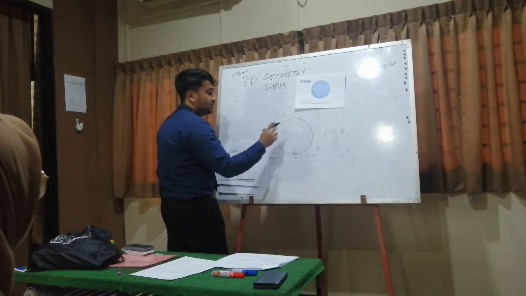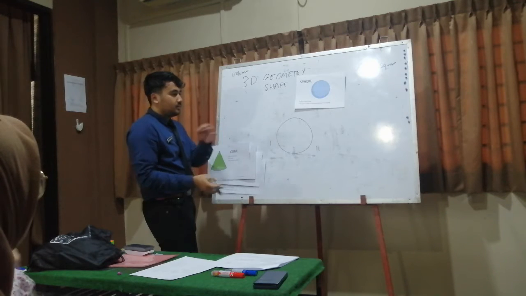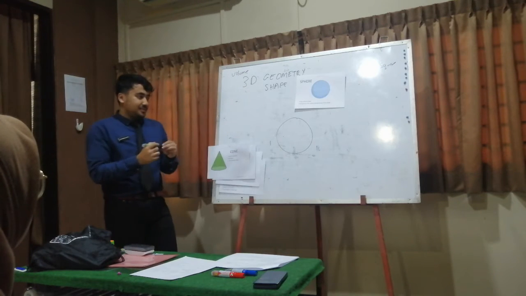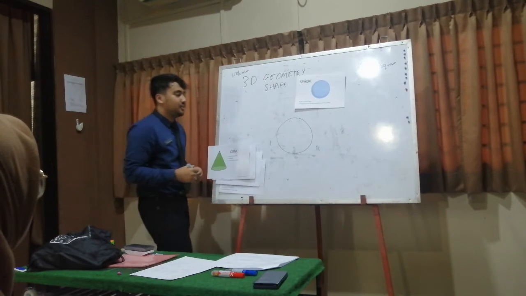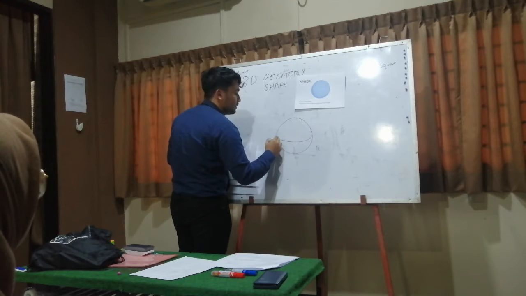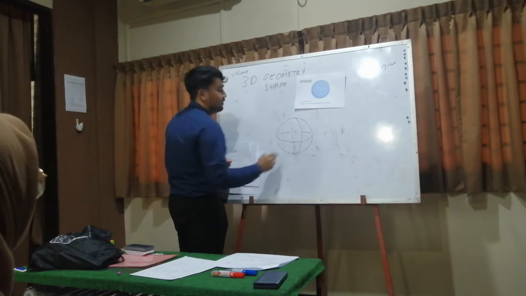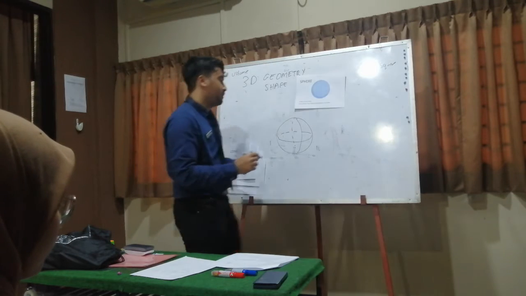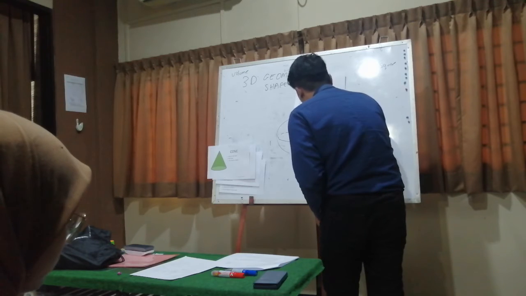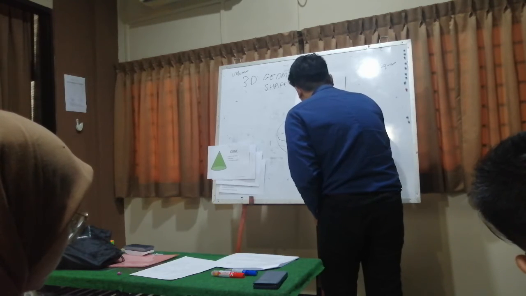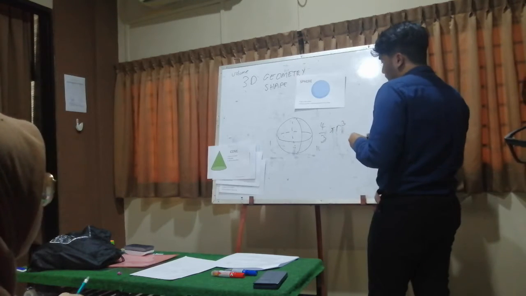But in a sphere, we have to rotate the circle in every angle, 360 degrees. For this shape, the formula is 4/3 pi r cube.